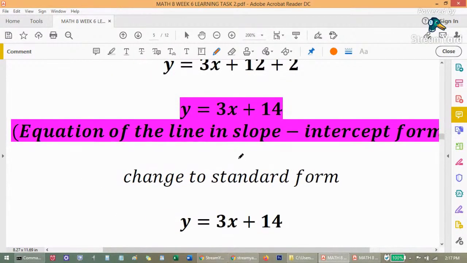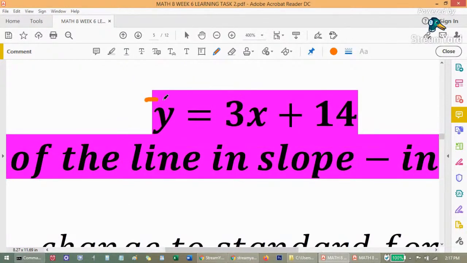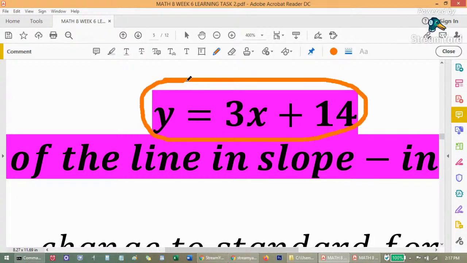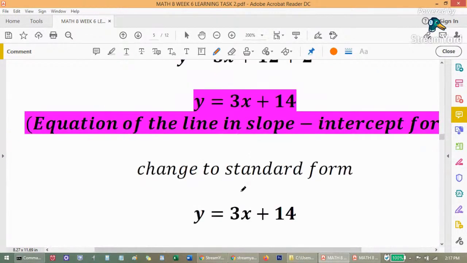Okay, so sabi sa atin, kailangan din daw natin malaman ng standard form. So, since ito yung pinakahuling equation, na isang straight line lang siya, no? Walang mga fraction, walang fraction line, no? Kokopyahin lang natin to. Y is equals to 3x plus 14.